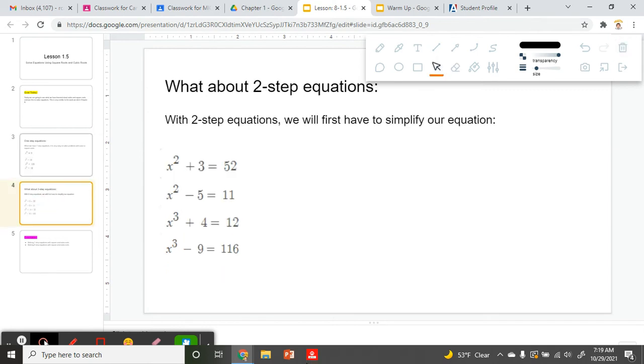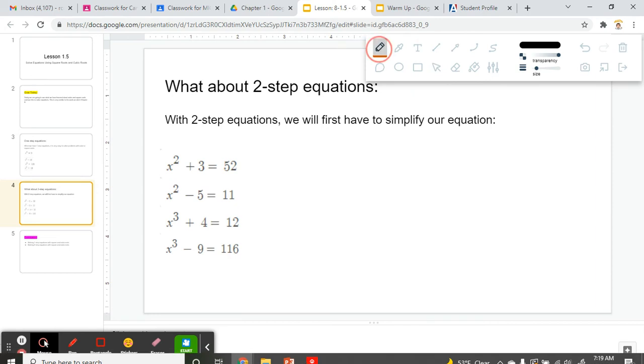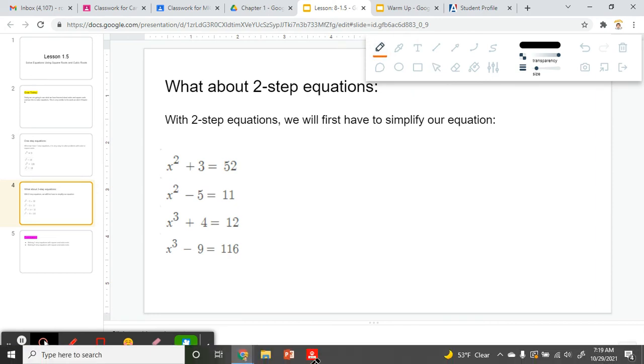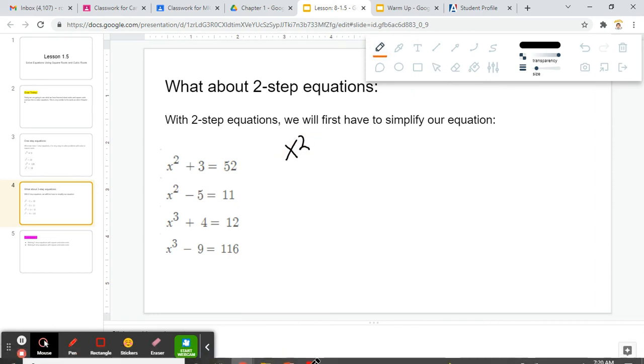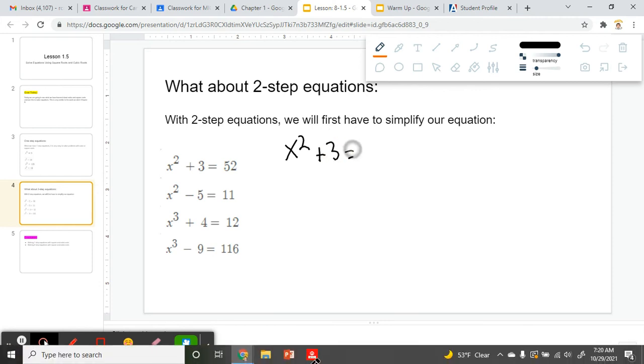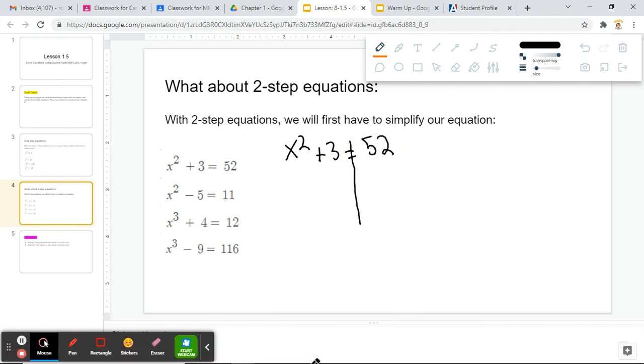Now, we can also take two-step equations and solve them. So two-step equations mean they're solved in 2 steps. So let's start with our first one here. x squared plus 3 is equal to 52. So right now, we are adding a 3 here. So the opposite of adding is subtracting. So we'll subtract a 3 from both sides to keep it balanced. The positive 3 and minus 3 will cancel. So on the left side of my equation, I have x squared, and 52 minus 3 is 49.